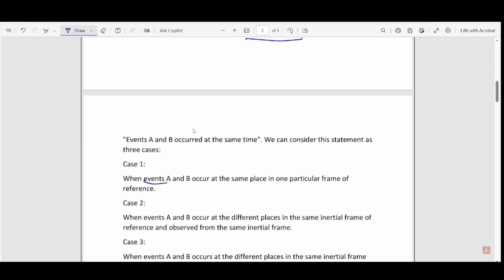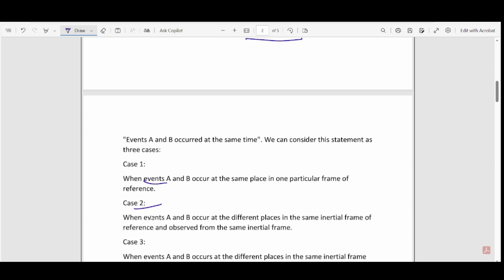We can assume that events A and B occur at exactly the same place in one particular frame of reference. Case two is when events A and B occur in different places in the same inertial frame, and they are also observed from the same inertial frame. So only one inertial frame of reference is involved in case 1 and case 2, but in case 1 the events occur at the same place, while in case 2 the two events occur at different places in the same inertial frame.